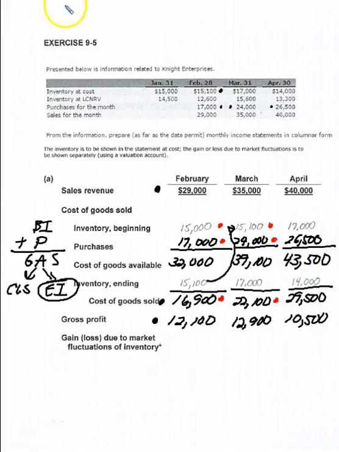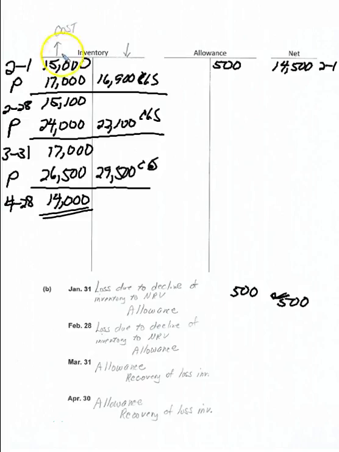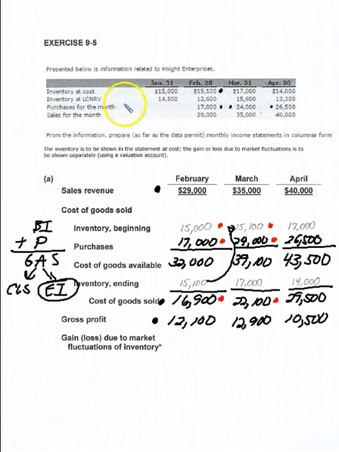Okay, now let's look at the inventory account. It's reported at cost each month end. So in the inventory account, we are showing cost. So at the end of February, we have a $15,100 cost. However, the problem went ahead and solved for the lower of cost or net realizable value. So what we did in exercise 3 earlier, calculating the lower of cost or net realizable value, they've already done that for us here in exercise 5.